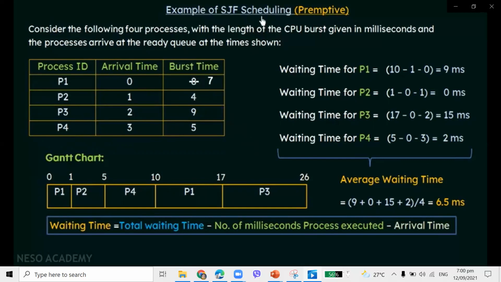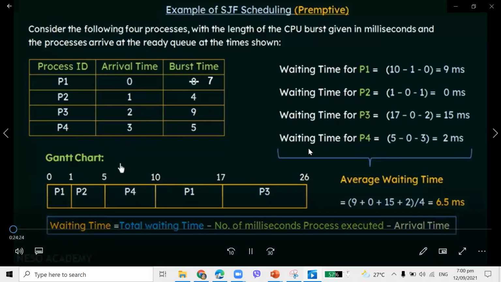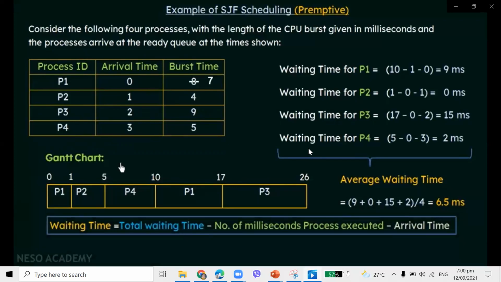So we see that in SJF scheduling algorithm, when it is preemptive, who is getting the process first? The process that has the next smallest remaining CPU burst is the one to get the CPU next. So whichever process is having the next smallest remaining CPU time. Why do I use the term remaining?